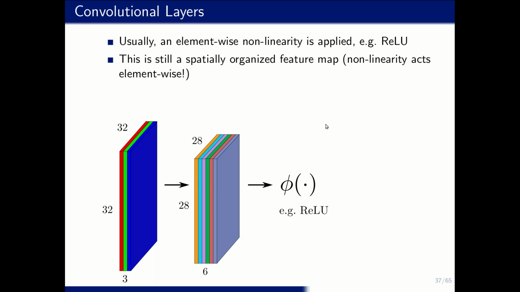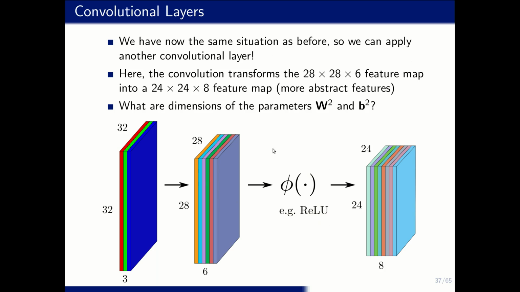Now, essentially, we just repeat. We've transformed one feature map, the image, into this feature map, and then applied an element-wise nonlinearity. Essentially, we started with an image and transformed it into some kind of abstracted features which are still localized, then applied a nonlinearity, and now we can apply another convolutional layer to get another feature map.